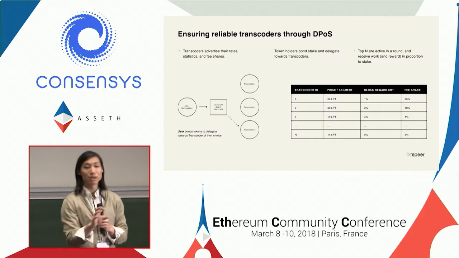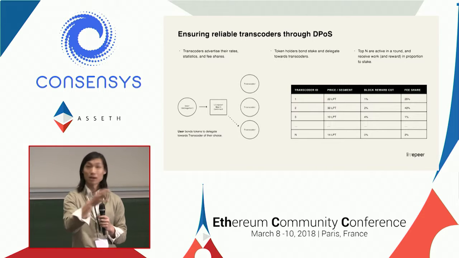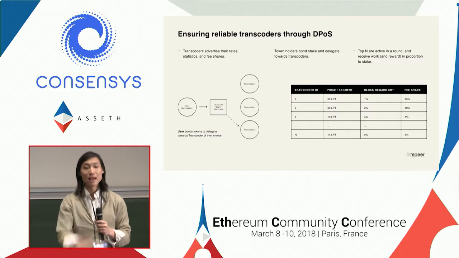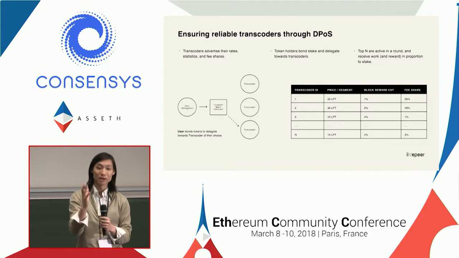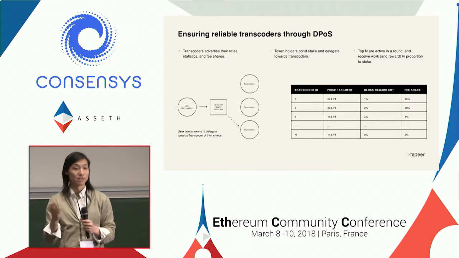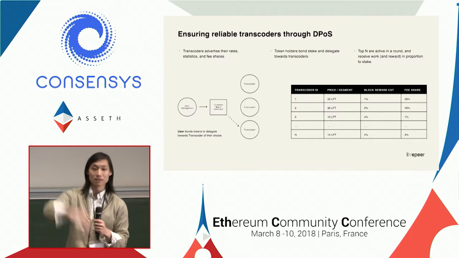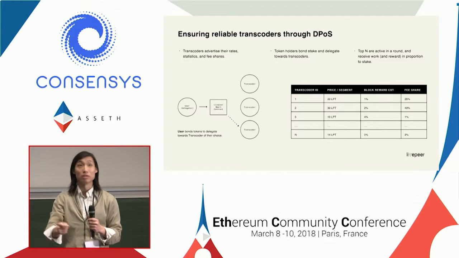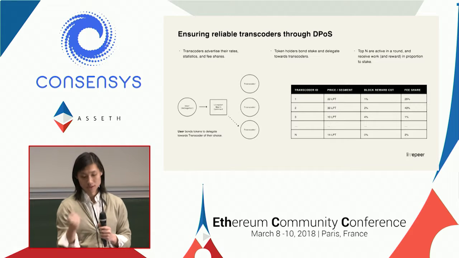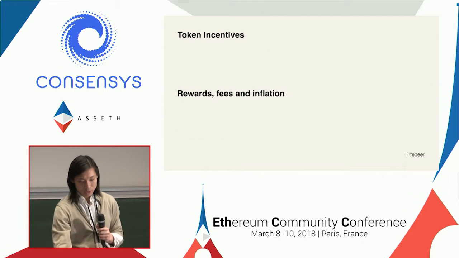So during this campaign process, token holders can pick any of these transcoders to delegate towards. And after this delegation process, what we have is at the beginning of every round, a round could be a day, a week, a month, we have this list of active transcoders that will then get distributed jobs depending on their stake in the network. So this is all good.